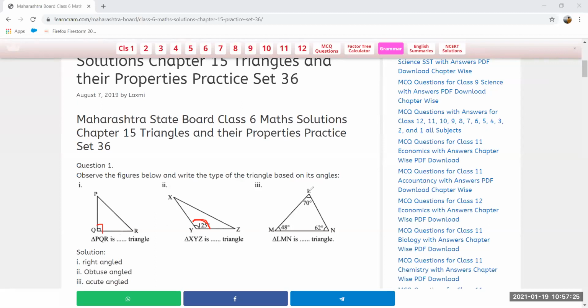Now, if you can see this triangle LMN, in triangle LMN, if all the angles are less than 90-degree, then we can say that this triangle is an acute angle triangle. कोई भी angle 90-degree के ऊपर या 90-degree नहीं है. All the angles are below 90-degree. So these kinds of triangles are known as acute angle triangles. Therefore, triangle LMN is an acute angle triangle.